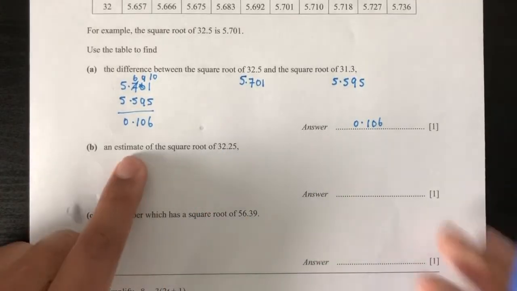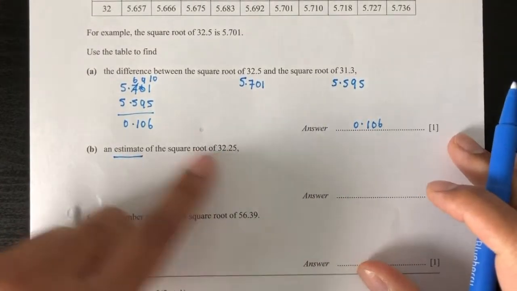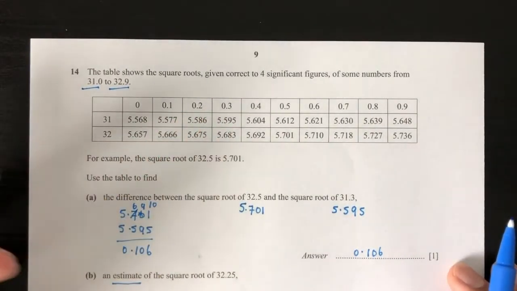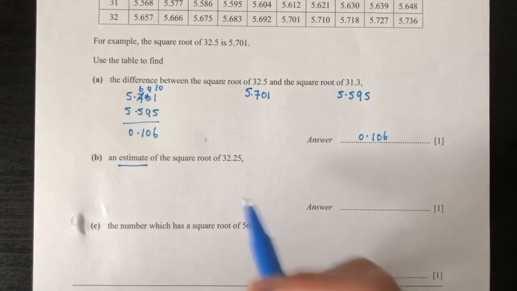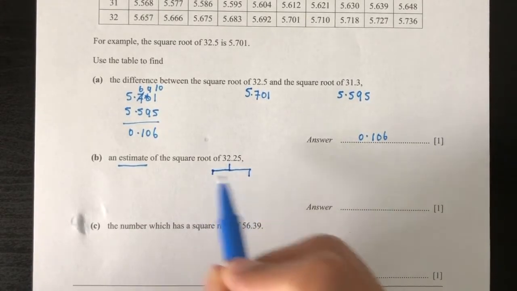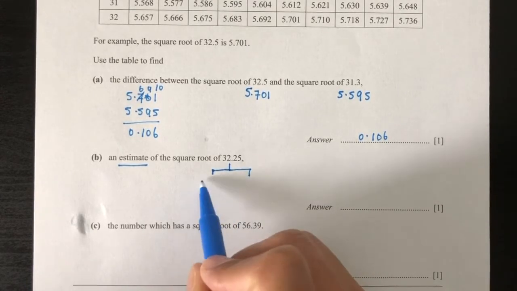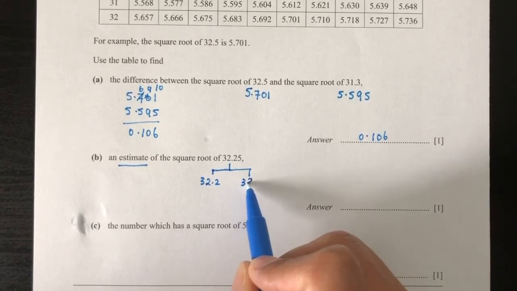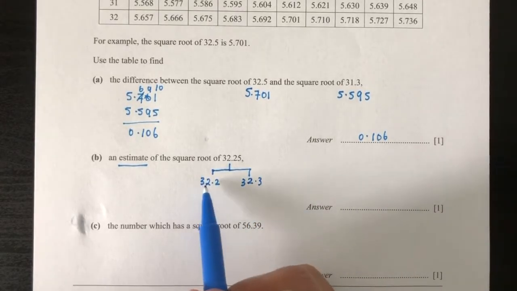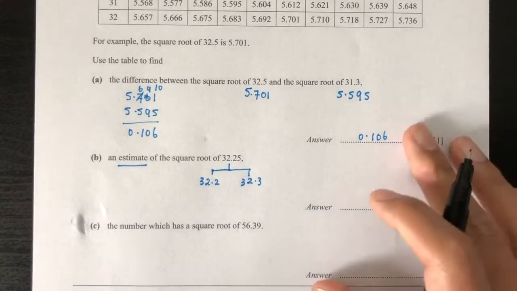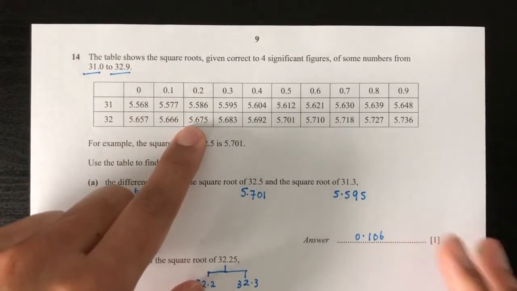Now for part B, we have to find an estimate of the square root of 32.25. The reason it says estimate is because if you go back to your table, you don't have any value for 32.25. In that case, we have to observe the values that we know on the table. We have two values, one before and one after, that is 32.2 and 32.3. We can first find those two values and then find their average to find the estimate. So 32.2 will be 5.675.